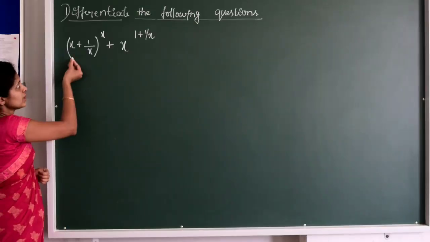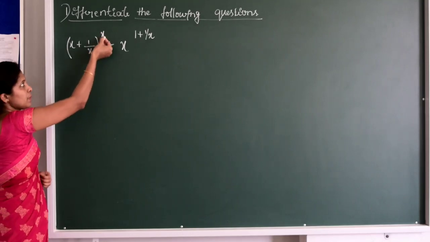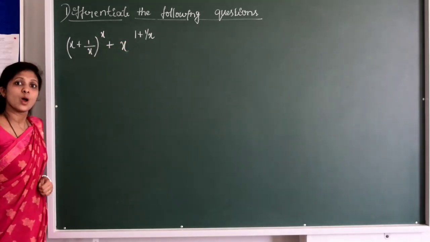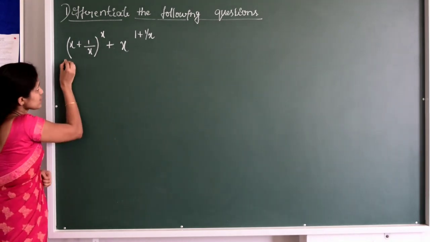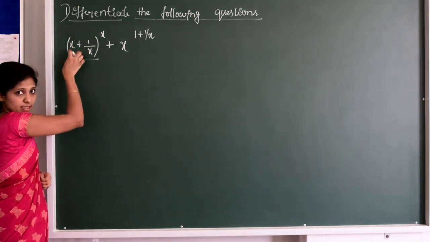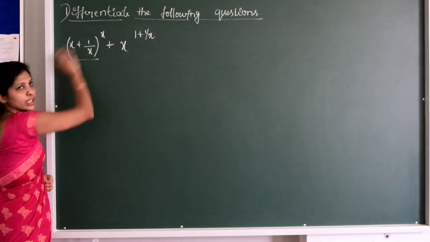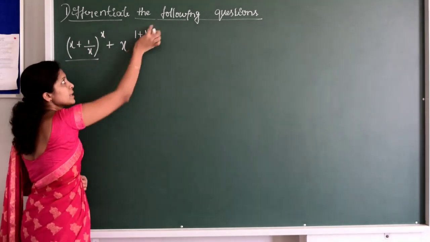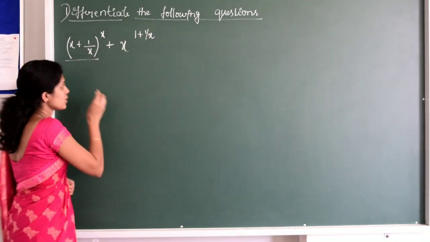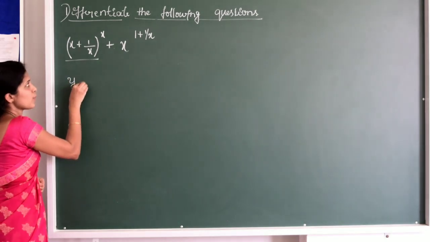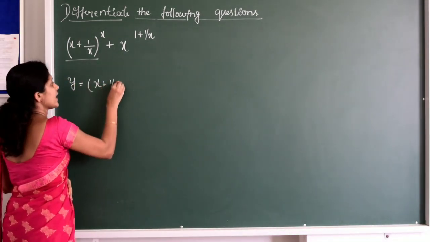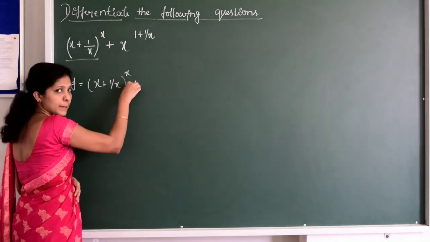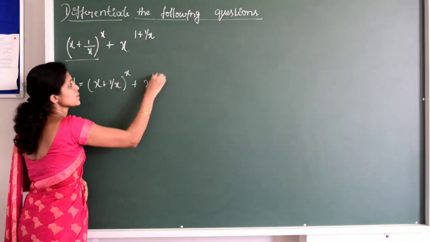The next problem, (x plus 1 by x) whole to the power x plus x to the power (1 plus 1 by x). It looks complicated but the problem is very easy. Here you can observe this is one function, here base is also a variable and power is also a variable. Here also base is a variable and power is also a variable. First, consider this as y. So y is equal to (x plus 1 by x) whole to the power x plus x to the power (1 plus 1 by x).